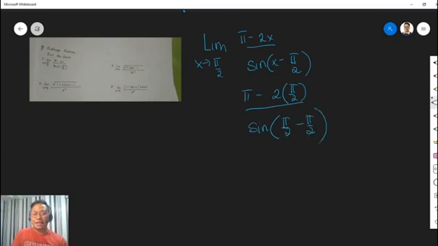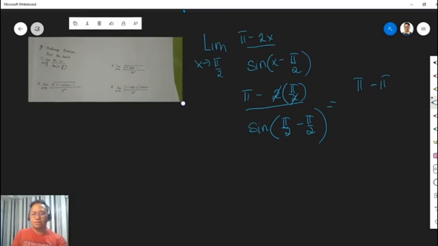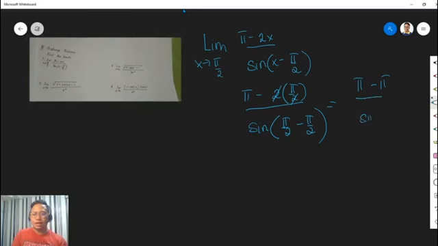If we simplify this, the 2 will be canceled out. So what is left is pi minus pi, and the denominator becomes sine 0. Pi minus pi is 0, and sine 0 is also 0. You can use your calculator to evaluate sine 0, but if you want to know the reason, use the SOHCAHTOA concept using the right triangle. Sine 0 is equal to 0.